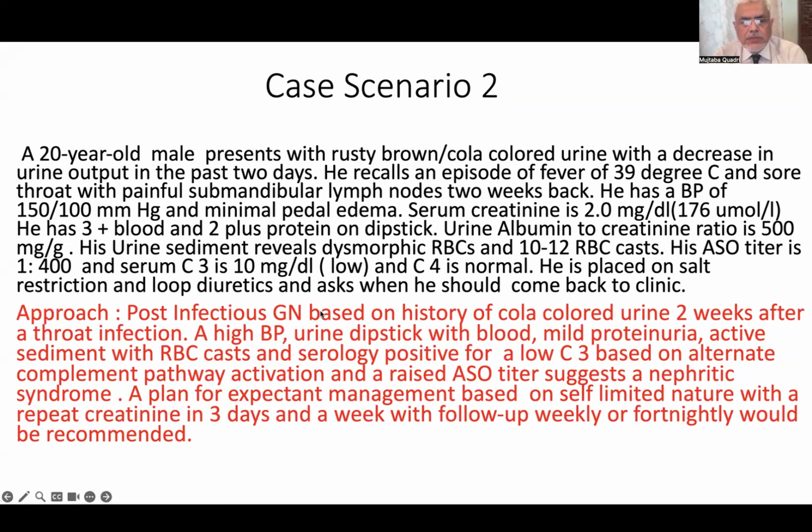In general, this appears to be classical post-infectious GN based on group A beta-hemolytic strep and a history of cola-colored urine 2 weeks after a throat infection, which can be 4 weeks after a skin infection, a high blood pressure, urine dipstick with blood, mild proteinuria, active sediment with RBC casts and serology positivity, along with a low C3 based on alternate complement pathway activation. This suggests a nephritic syndrome, and the plan is expectant management for this mostly self-limited disease, which requires close follow-up. If the C3 remains low beyond 3 months, we have to think of mesangiocapillary GN and C3 GN-related GNs here.